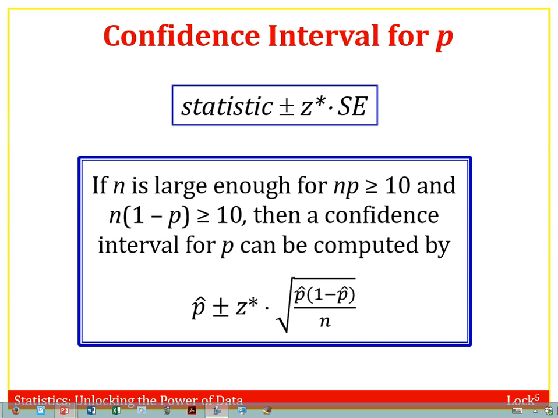Now, we could also have done it with that formula. So we could have also come up with our confidence interval with this, and it would have given us pretty much the exact same thing. So there'd be two ways to come up with our confidence interval.